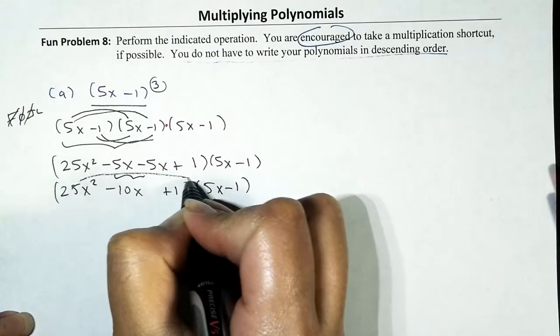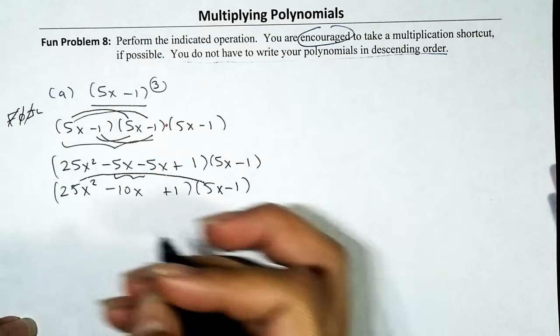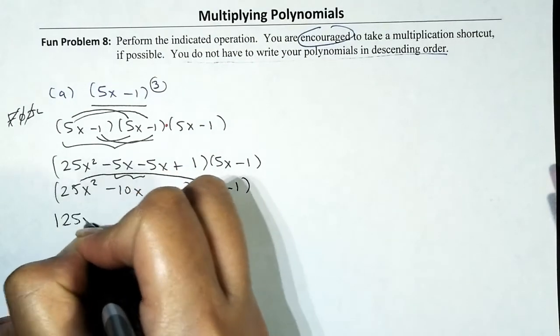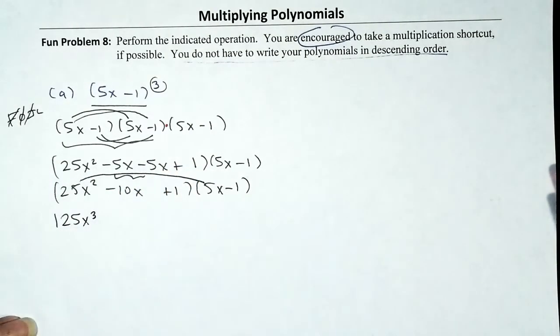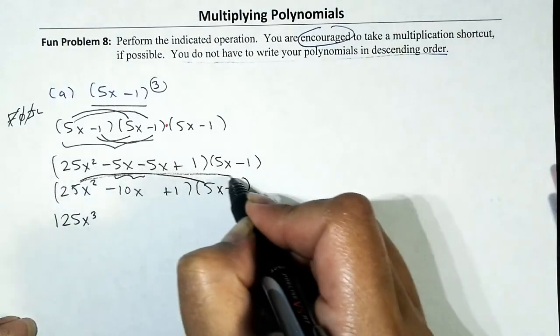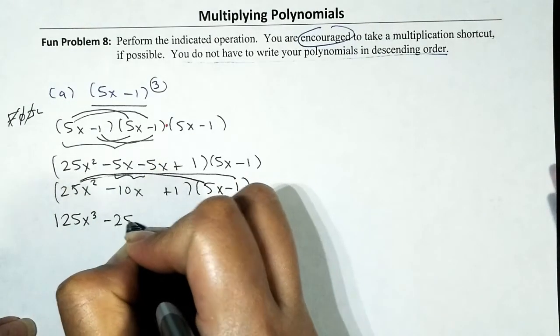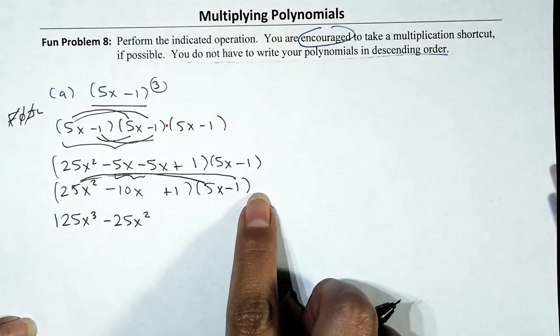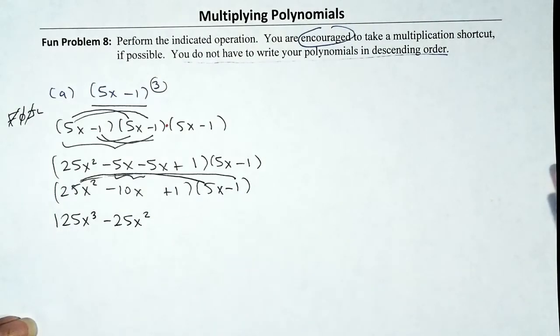25x squared times the first term that we see will give us 125x cubed. 25x squared times the next thing we see will give us negative 25x squared. No more things to distribute to, so round 1 is complete.